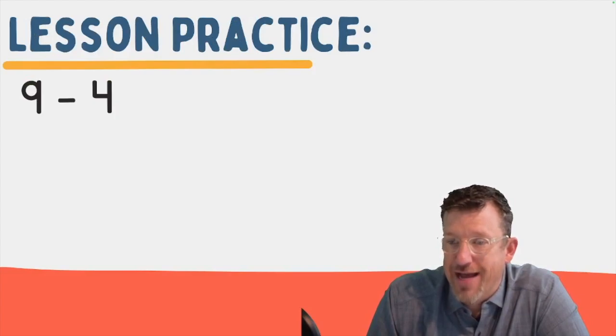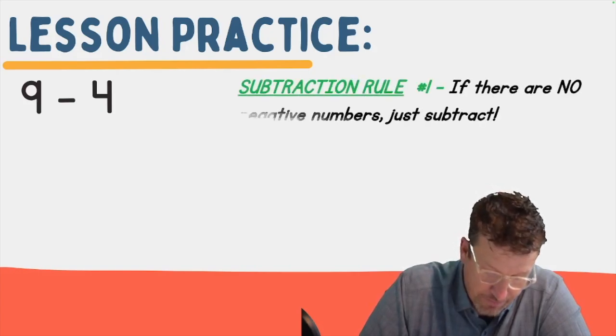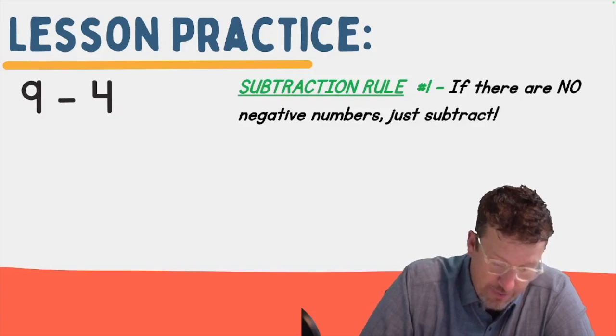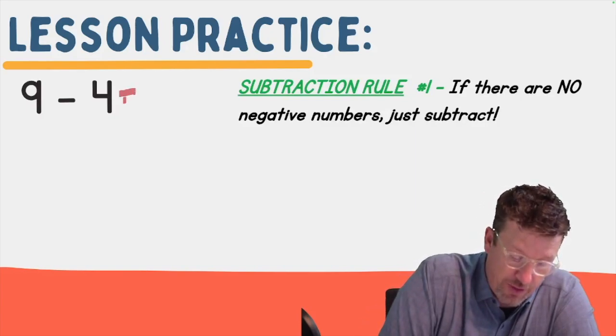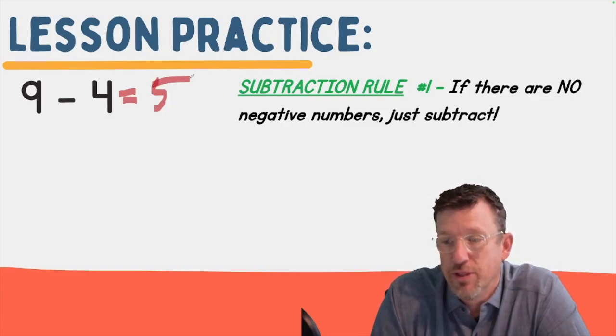So right now I have 9 minus 4. I have two positive numbers. Which should we do? We should just do the very first rule, which is if there are no negative numbers, just subtract, okay? If there are no negative numbers, just subtract. So 9 minus 4 equals what? 5. Because we didn't have any negative numbers, we just go ahead and subtract.